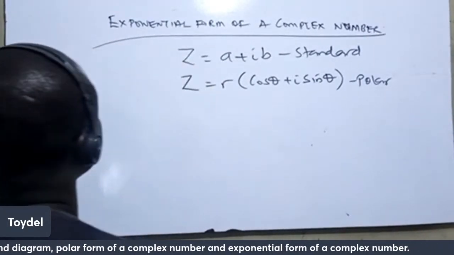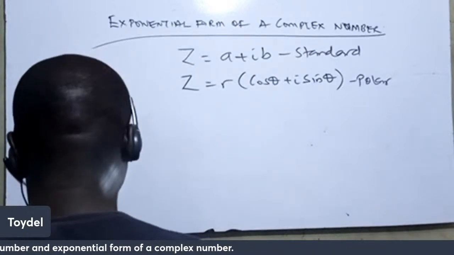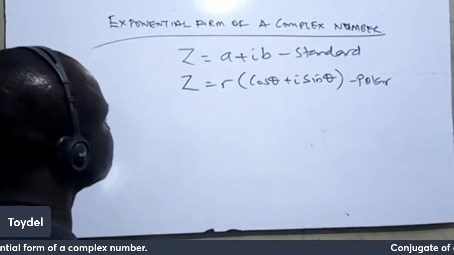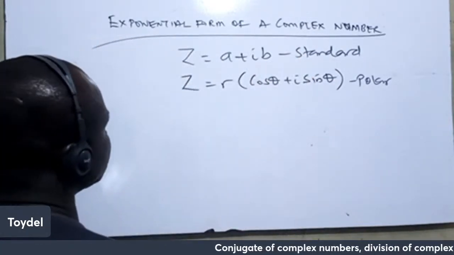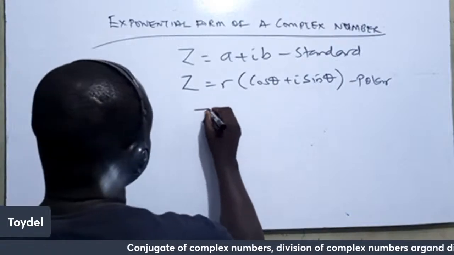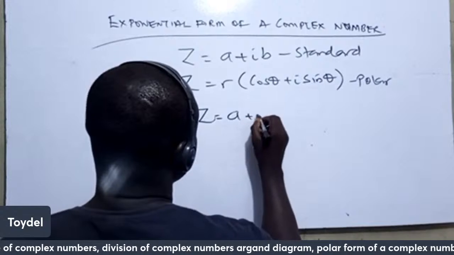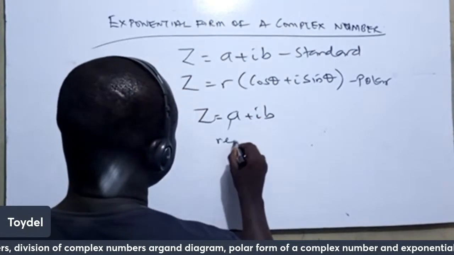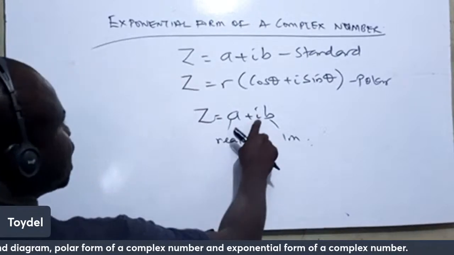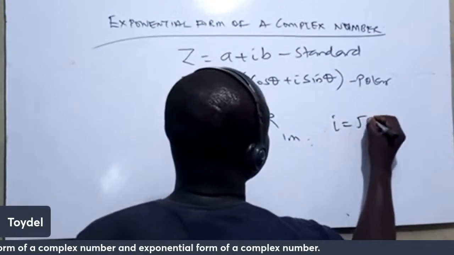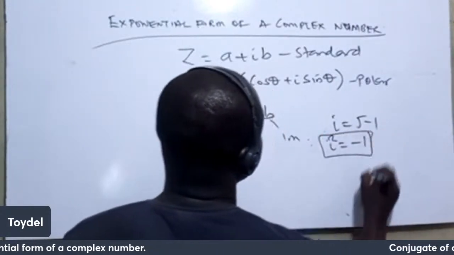Today we want to look at the exponential form of a complex number. When I introduced complex numbers, we started with the standard form. We said that z, defined as a complex number, is given as a plus ib, where a is the real part and b is the imaginary part. So i is given as the square root of minus 1, and i squared is equal to minus 1. And that has been the standard.